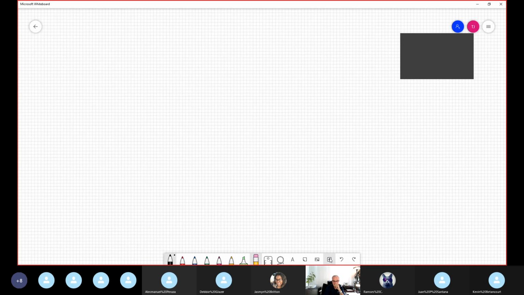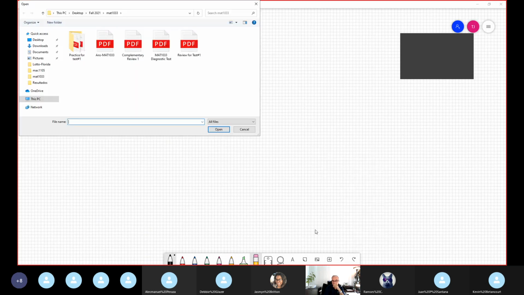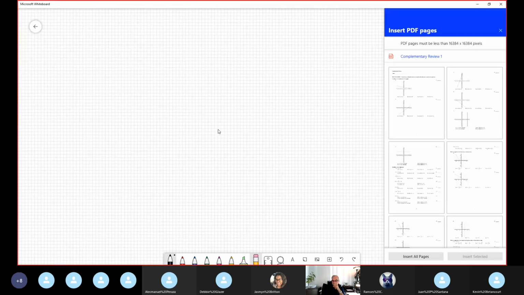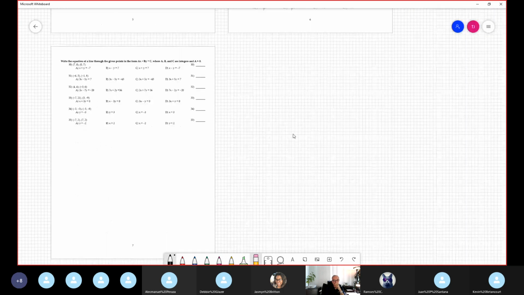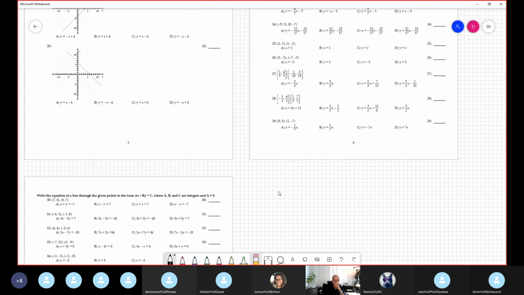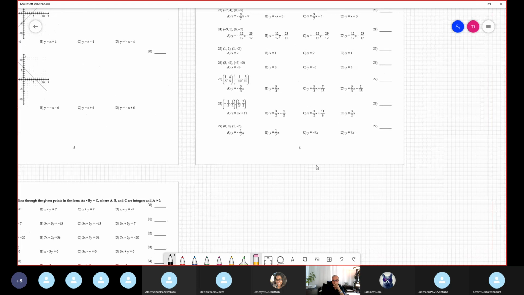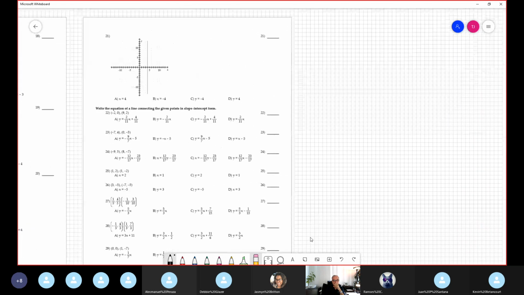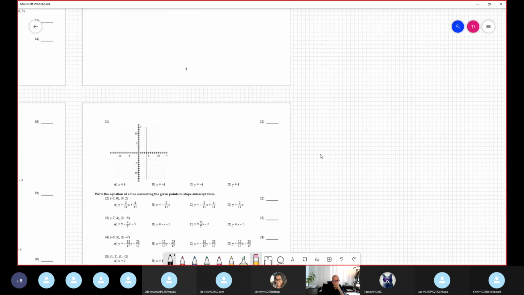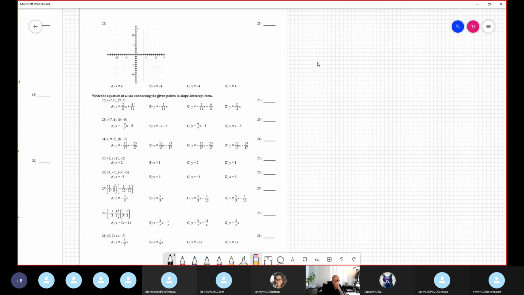Let's change something now. Let's do another thing. Okay, complementary review. Let me see what's next. Okay, insert all the page. We are doing 20. Let's focus on those pages. 21. Yeah, we did that. We focus on this page.